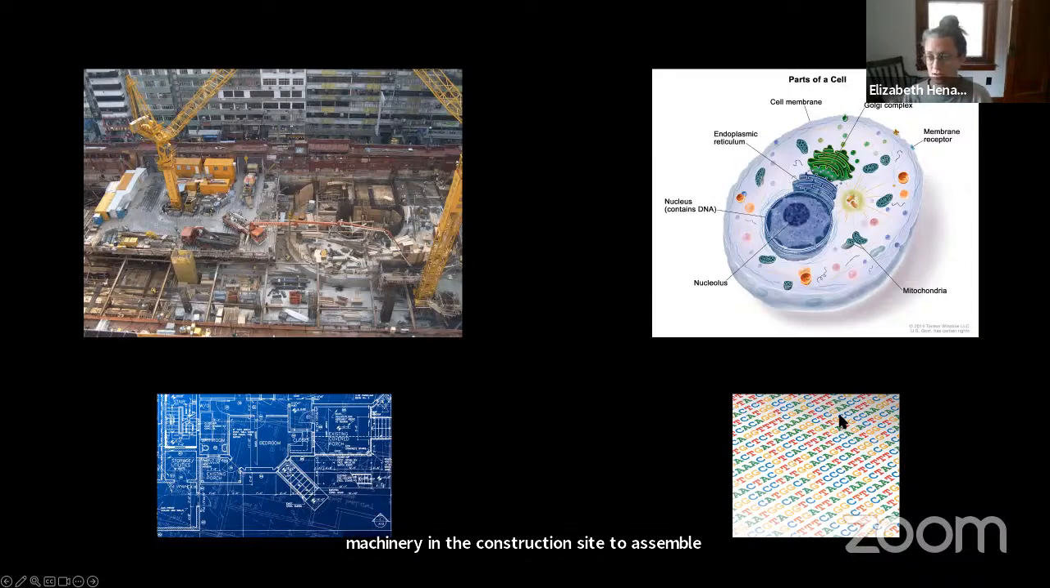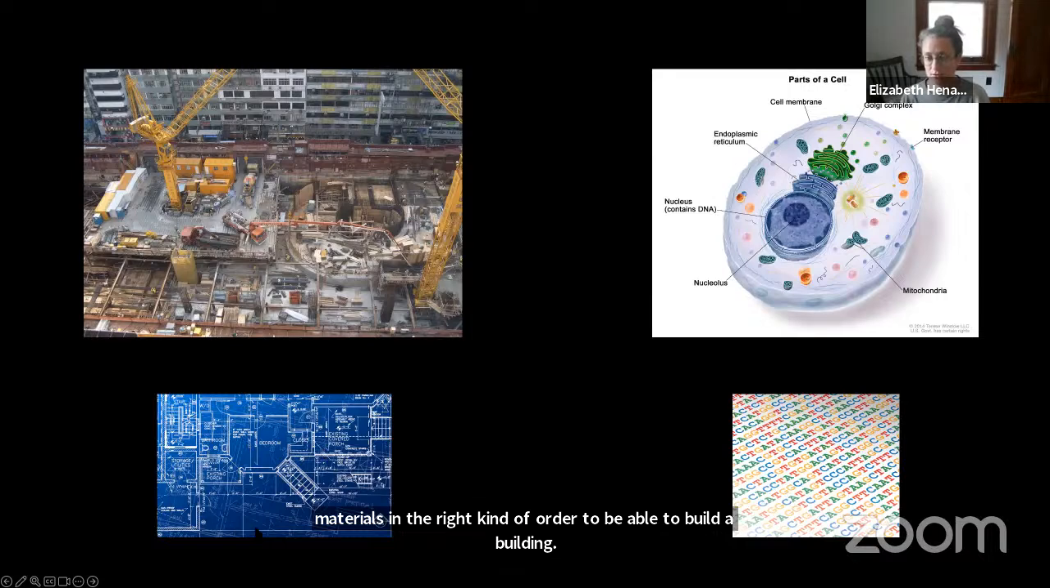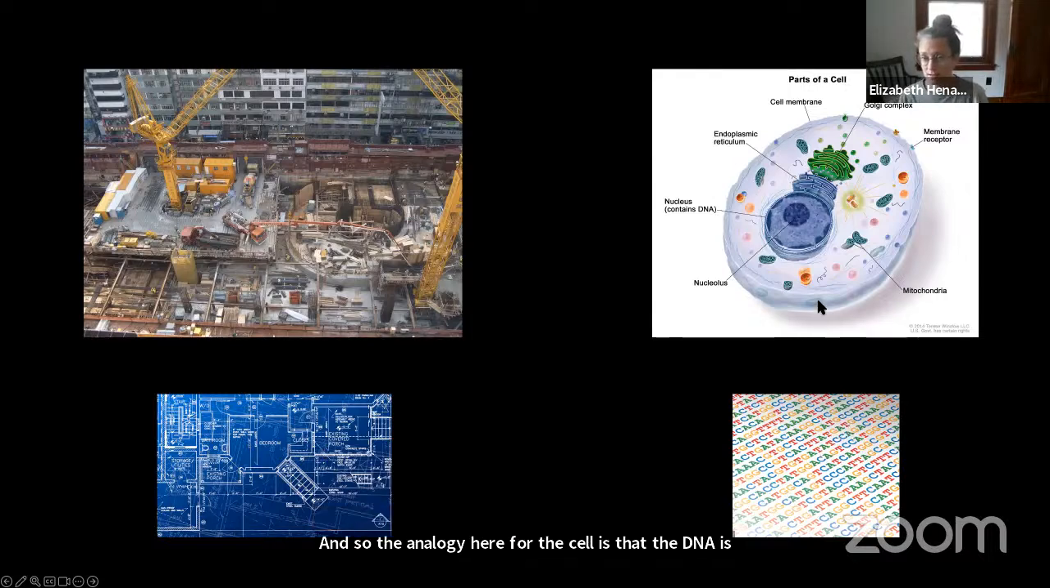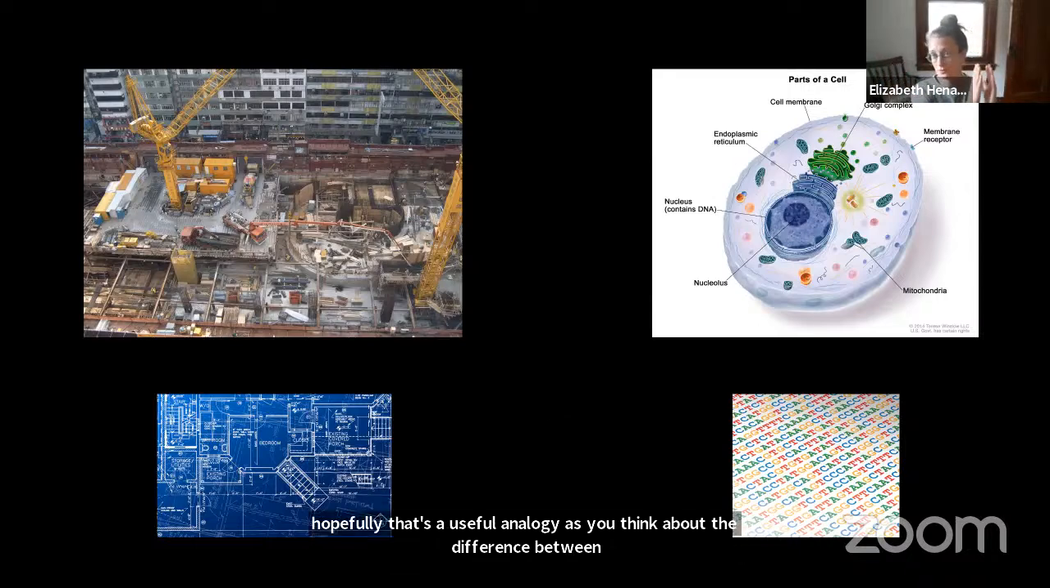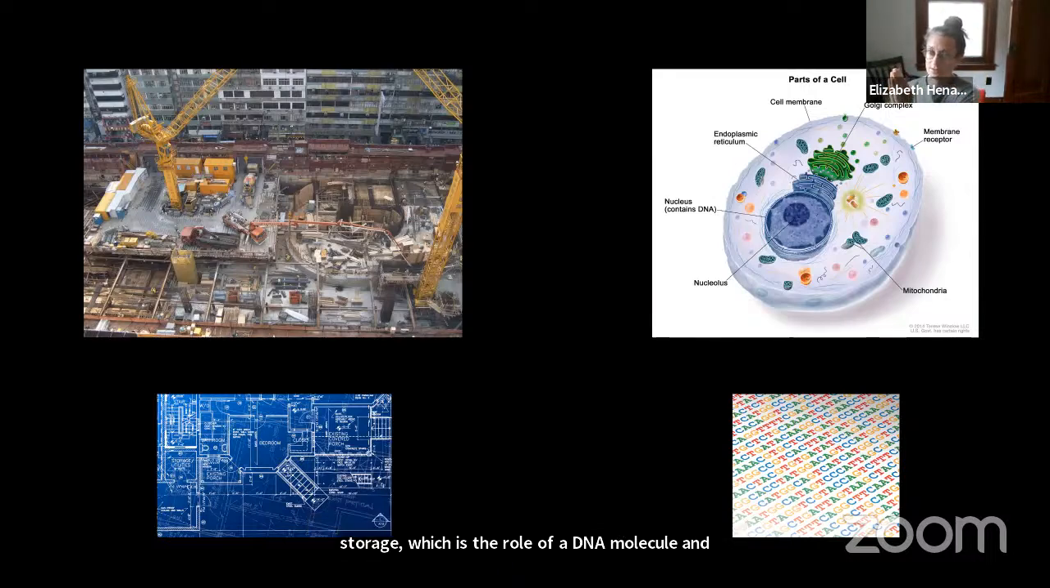And so the analogy here for the cell is that the DNA is similar to the blueprint, and it gives instructions to the machinery in the cell, which would be enzymes, to assemble materials in the right order. So forming things like cell membranes, for example, or synthesizing other proteins that are necessary for the structure or the function of the cell. So hopefully that's a useful analogy as you think about the difference between information storage, which is the role of a DNA molecule, and structure or function, which is the role of a protein or enzyme in a cell.